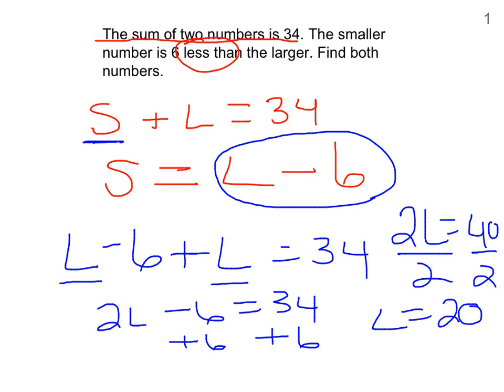So now we need to know the smaller number. Well, if the sum of them is 34, then the larger is 20, and the smaller, you can just subtract 34 minus 20 is 14. And that's it. So remember, when you're doing these sum of two numbers problems, you have a smaller one and a larger one, S and L. Let's look at the next example.